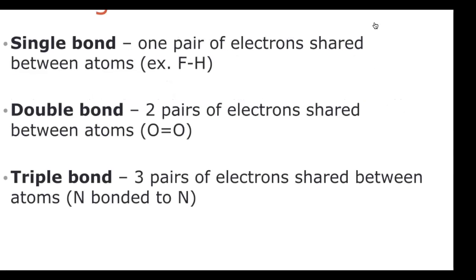So a single bond is when there's 1 pair of electrons being shared. That means 1 electron from the fluorine, 1 electron from the hydrogen. A double bond means there are 2 pairs of electrons being shared. So that means 2 electrons from the 1 oxygen are going to bond to the 2 single electrons on the other oxygen. Okay, a triple bond is when nitrogen bonds to another nitrogen.